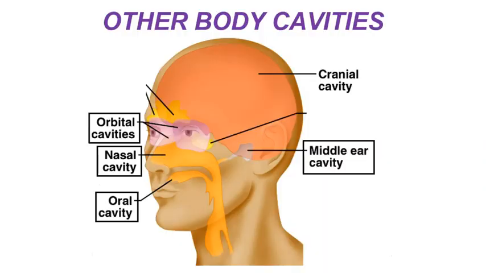There are other sets of cavities that are located within the head. The orbital cavities contain the eyes. The nasal cavity contains the sensory structure of the nose and is also the beginning of the respiratory system. The oral cavity contains the teeth and the tongue, as well as salivary glands, and is a very important part of both the respiratory and digestive systems. The middle ear cavities contain small bones that move in response to the vibration of the eardrum, which helps to transmit sound to the sensory structures of the inner ear.